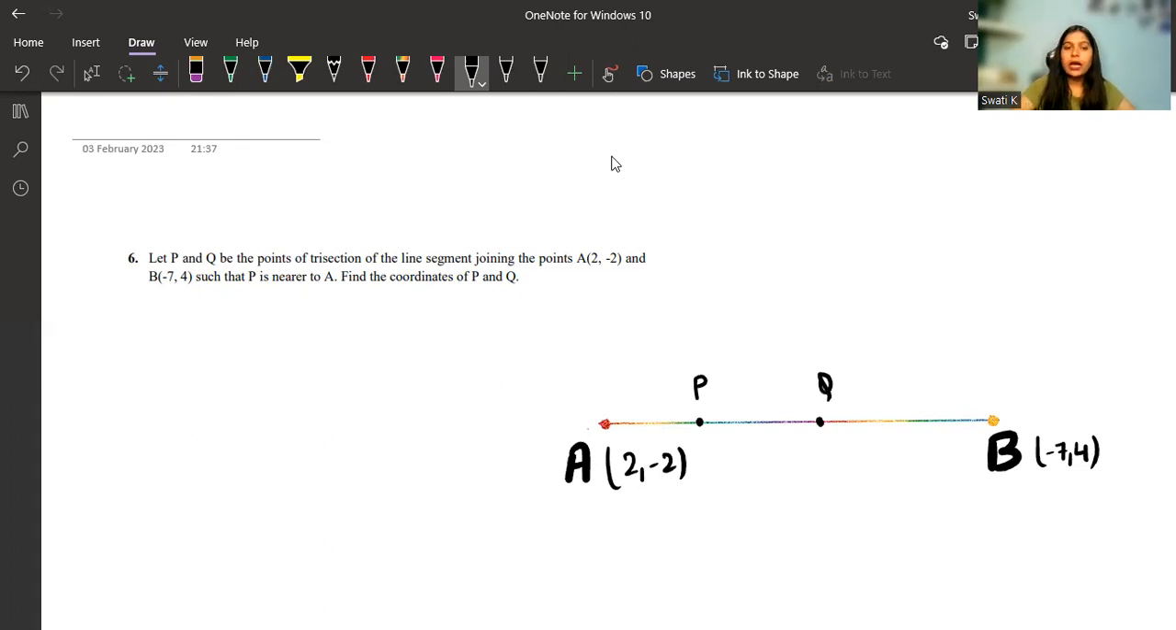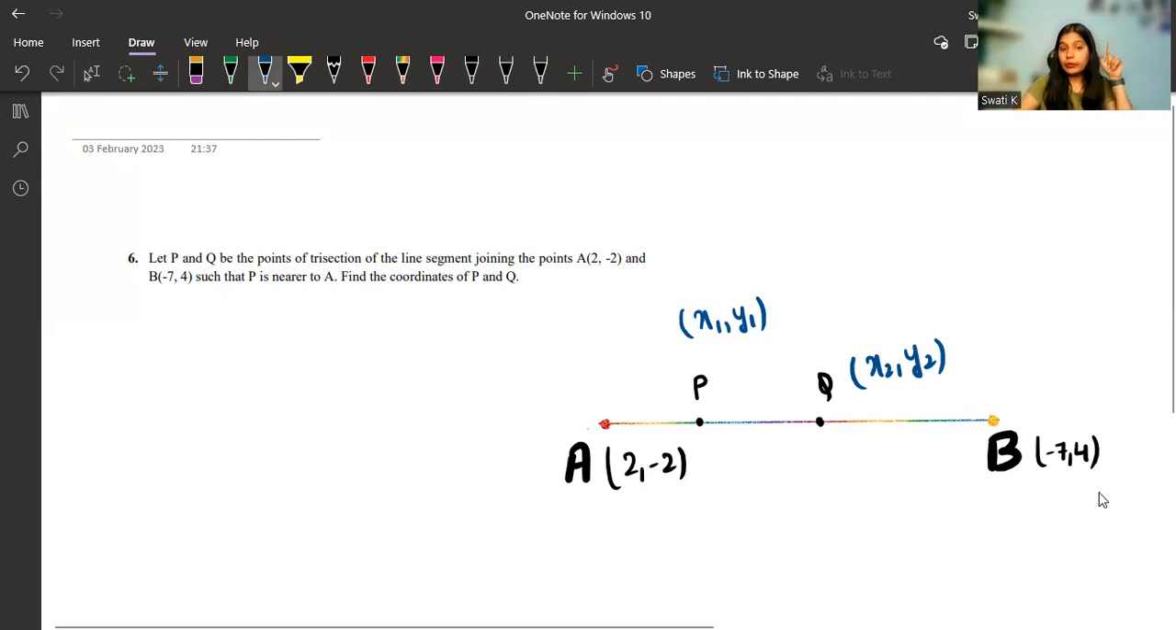So now P and Q are the points of trisection of the line segment joining the points A 2 comma minus 2 and B minus 7 comma 4, so that P is nearer to A. We have to find the coordinates of P and Q. The very first thing we are going to do is give names: P is x1 comma y1, and Q is x2 comma y2. Because it is trisecting, this part, this part and this part are all three equal.